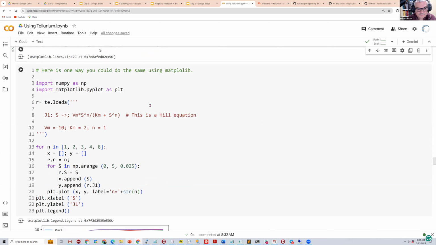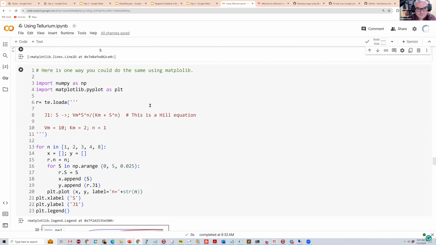So it's going to change. I've got a loop here, 1, 2, 3, 4, 8. All right. The inner loop has to then plot that particular line. All right. So I have to have two loops, one to plot the line, one to change the Hill coefficient. Okay.